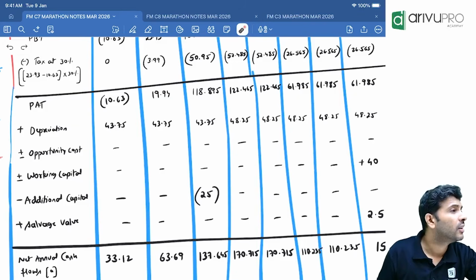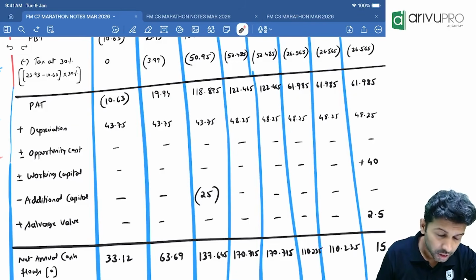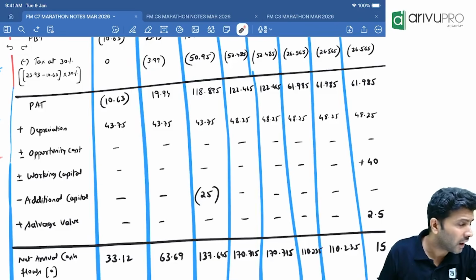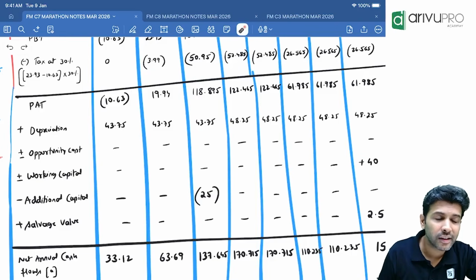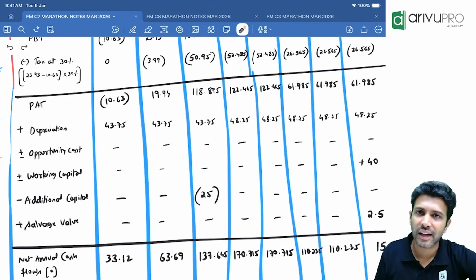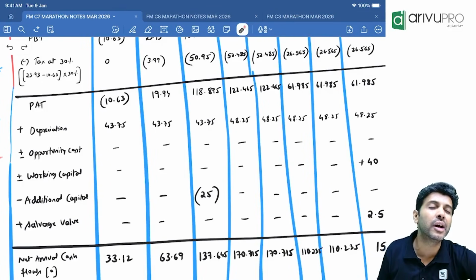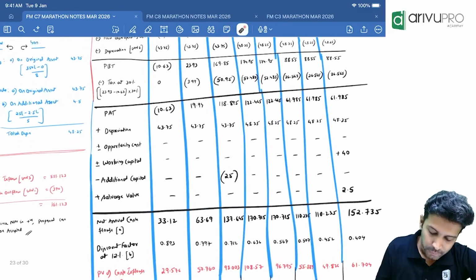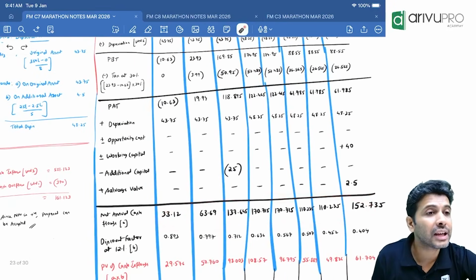Last, S for salvage value. New asset has a salvage value of 2.5 lakh. Old asset, no. Additional asset, 2.5 lakh. Any subsidy? Short-term capital gain concept, not there. So, 2.5 lakh salvage value for asset number 2. Which year? 8th year. Outflow or inflow? Inflow. By doing this, you will get annual cash inflow.